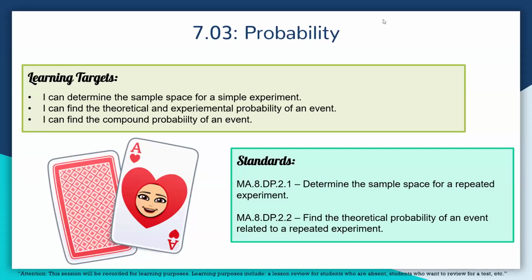Hi everyone. Today we're going to go through lesson 703 on probability. In today's lesson, we are going to discuss sample space, theoretical and experimental probability, and then compound probability.